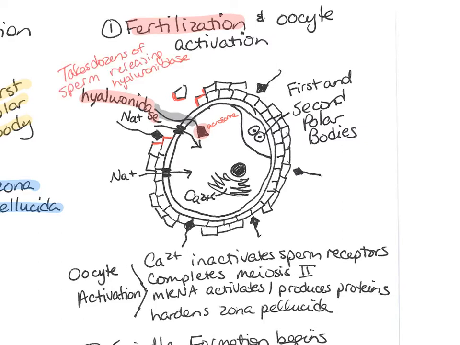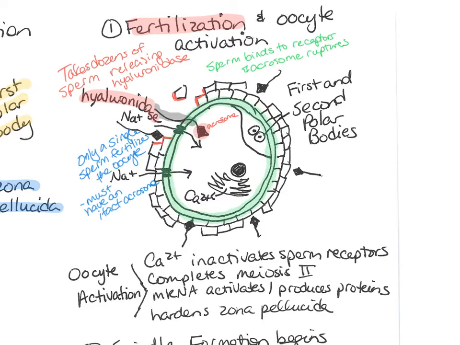No matter how many sperm slip through the gap that's made by the hyaluronidase, only a single sperm fertilizes the oocyte. That sperm must have an intact acrosome. The sperm binds to sperm receptors in the zona pellucida, and that triggers the rupture of the acrosome, and the chromosomes are released. The hyaluronidase then digests a path through the zona pellucida to the surface of the oocyte. The sperm and the oocyte membranes begin to fuse.